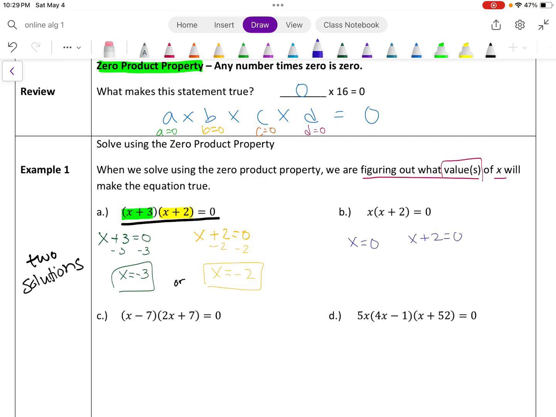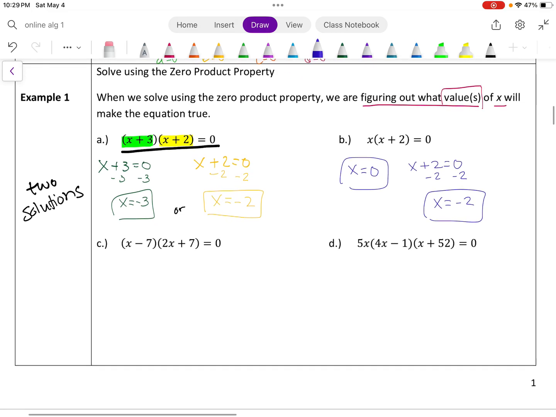Okay, well, letter B, same thing. x could equal 0, or x + 2 could equal 0. Well, we can solve this, so x could equal negative 2. Notice that x + 0, that's already solved. You could pause and try the next 2 on your own. Again, we have 2 factors, so we know we'll have 2 solutions. If the factors were exactly the same, then we'd have 2 of the same solution. That's okay, we just call that a double root.